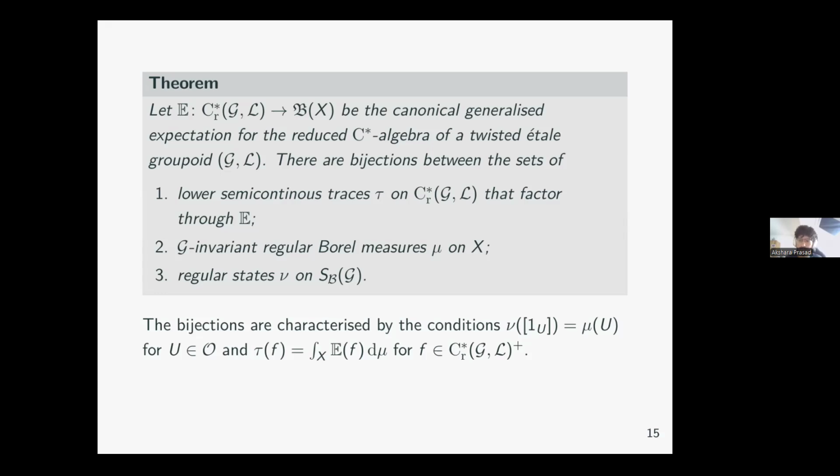Small question. So the twist doesn't have any effect because the regular states are on the type semigroup. I mean, in the three bijective sets, only one has the C*-algebra in it, so it's the only one where the twist appears. Yes, so the twist doesn't matter for the other two sets.